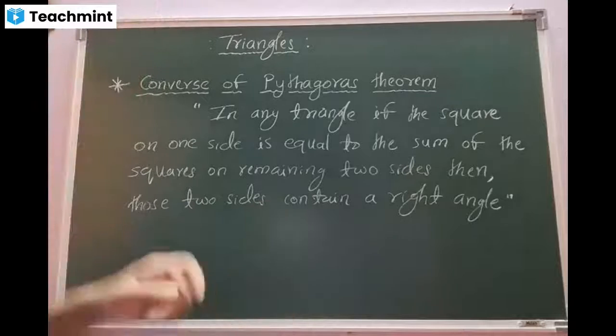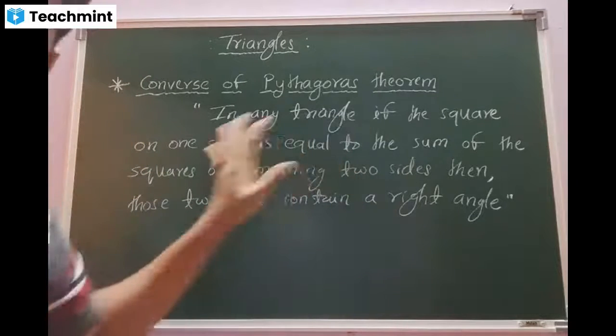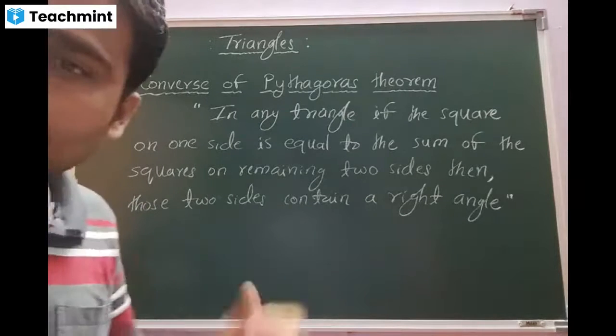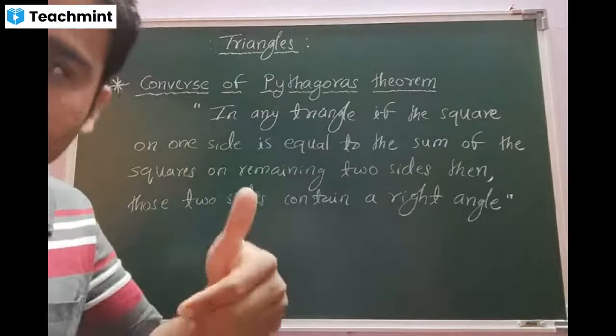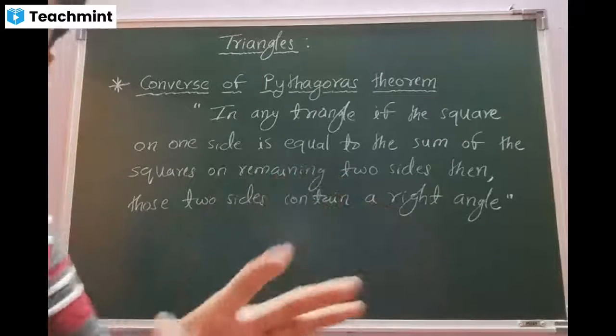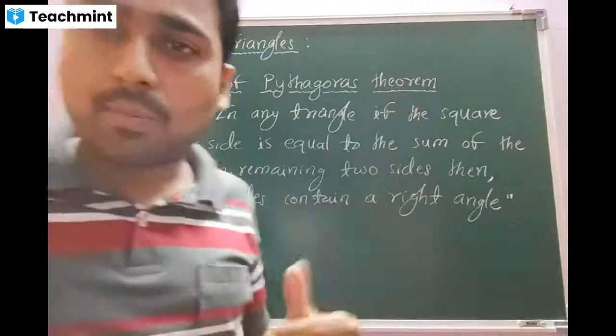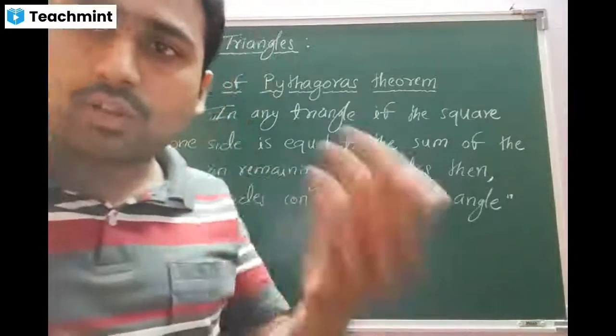Srushti, will you repeat the sentence, beta, quick? Charita, repeat. Converse of Pythagoras theorem. In any triangle, if the square on one side is equal to the sum of the squares on remaining two sides, then those two sides contain a right angle. Okay, beta. Let us have a discussion about it. First, we will understand the meaning, then we'll go for the proof.